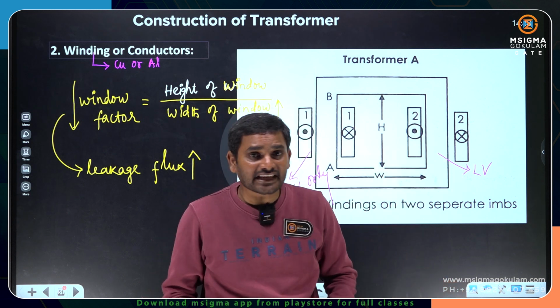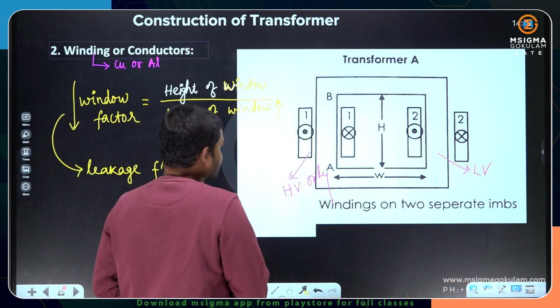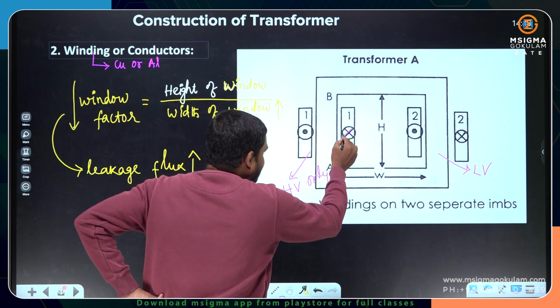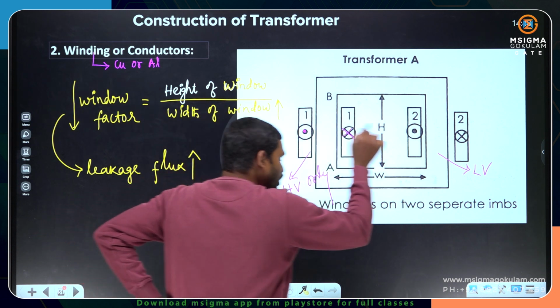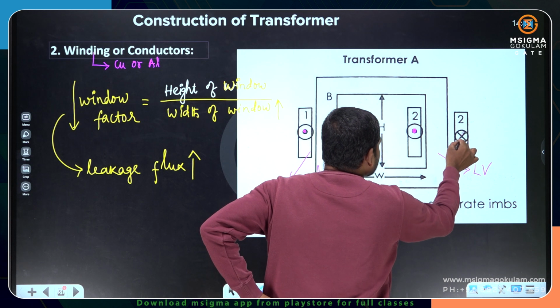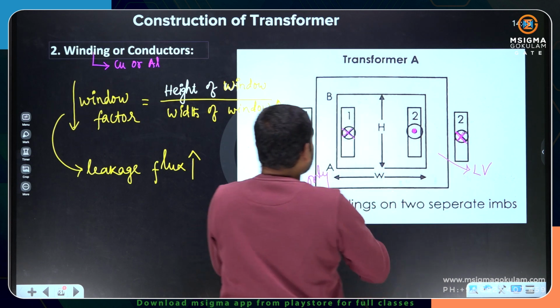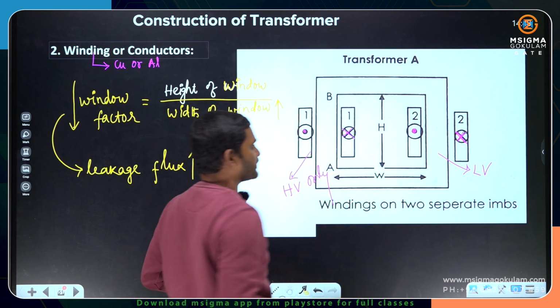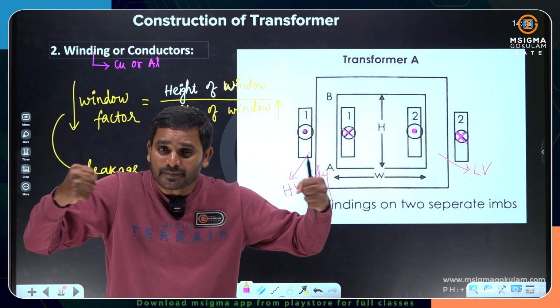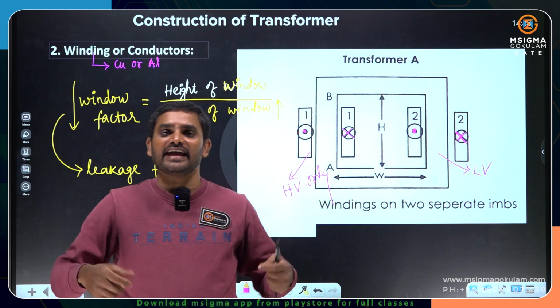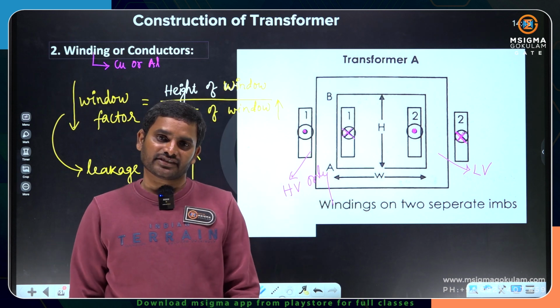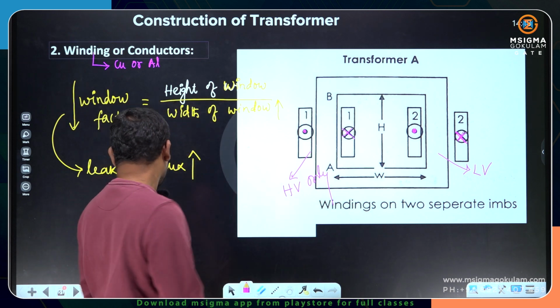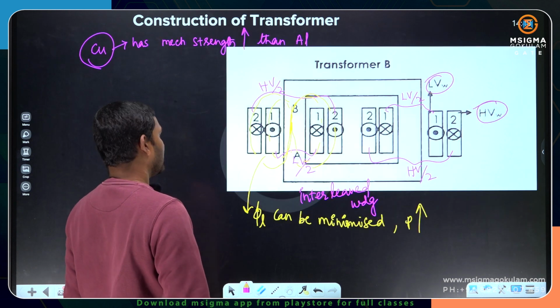Now to satisfy Lenz's law, if high voltage winding carries cross and dot, low voltage winding is also carrying cross and dot. You see, right side cross, here also right side cross, left side dot, here also left side dot. If the windings are placed on separate legs, then they will carry the same direction of current to satisfy Lenz's law. I will show you Lenz's law also.